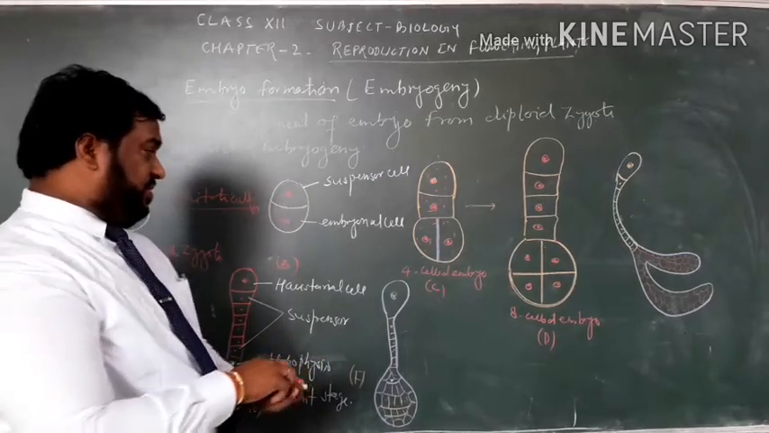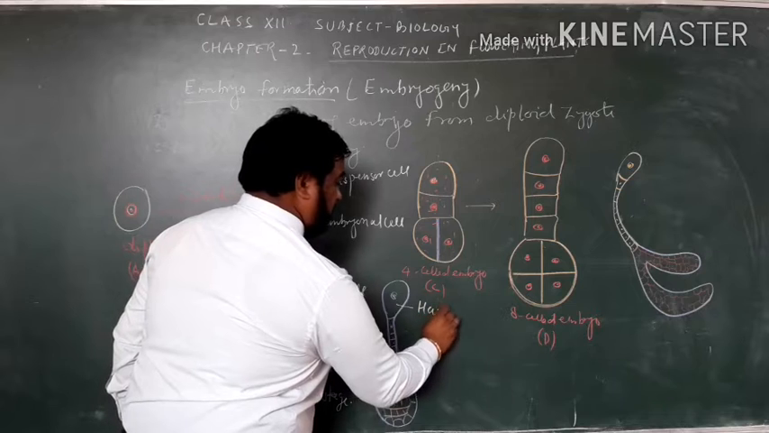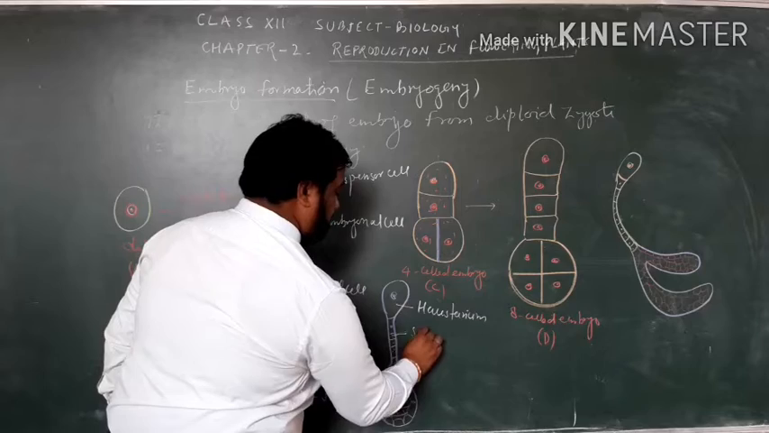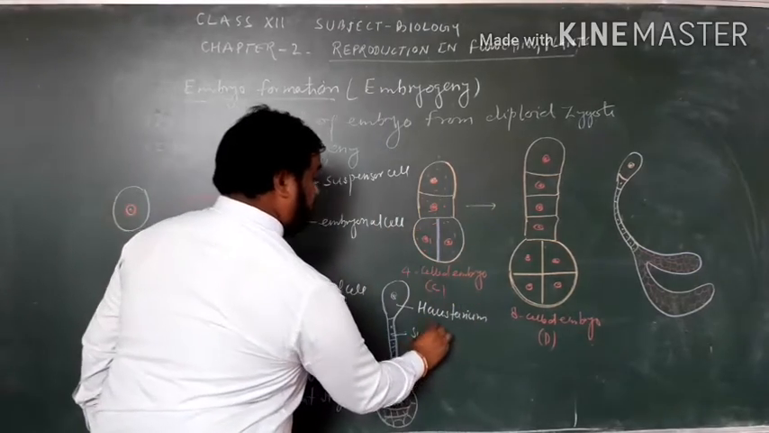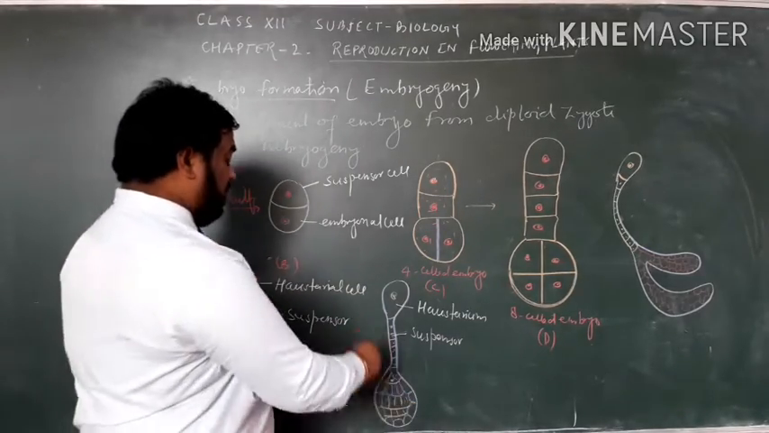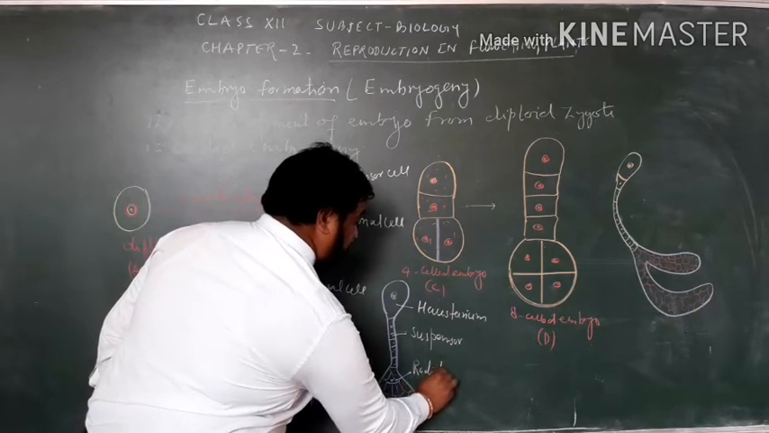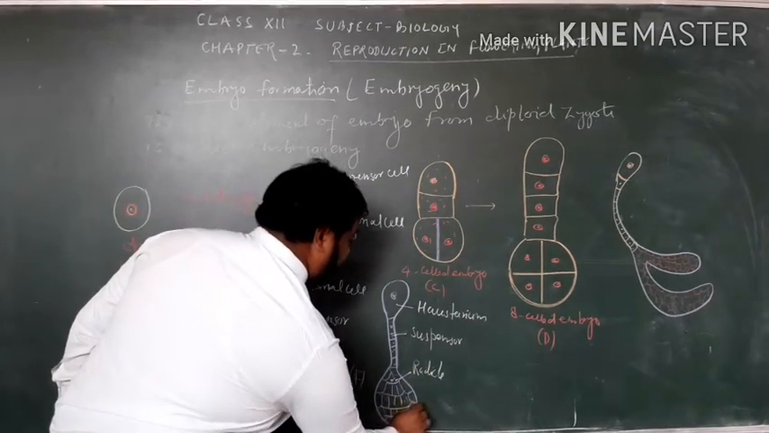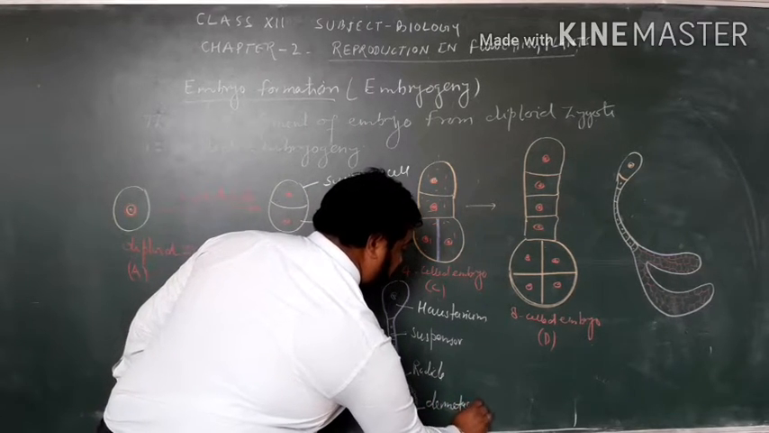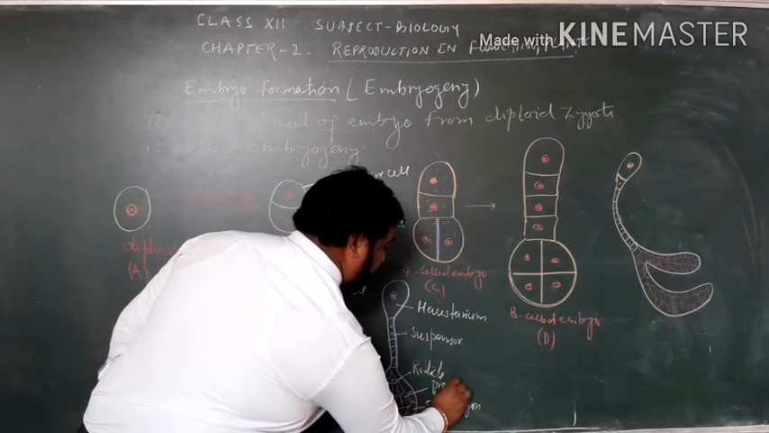So in this phase, at the upper end this is the haustorium, then the long suspensor, then the upper radicle, and last this is the dermatogen, and this is the procambium.